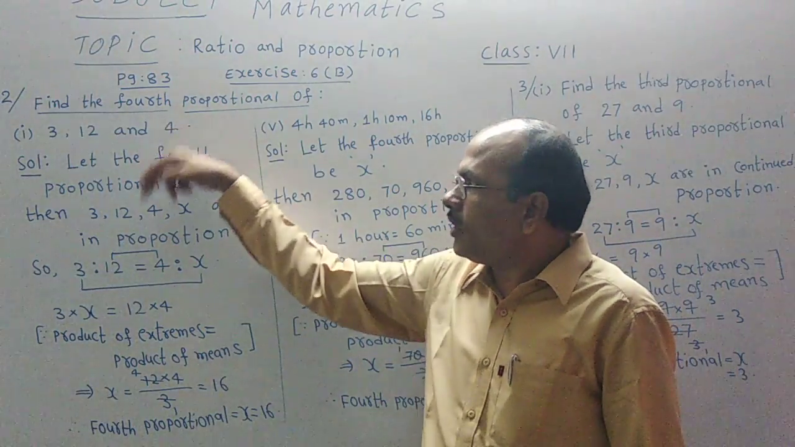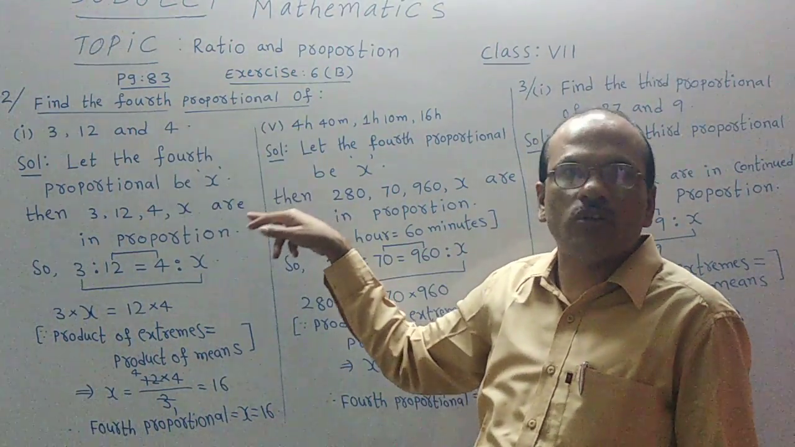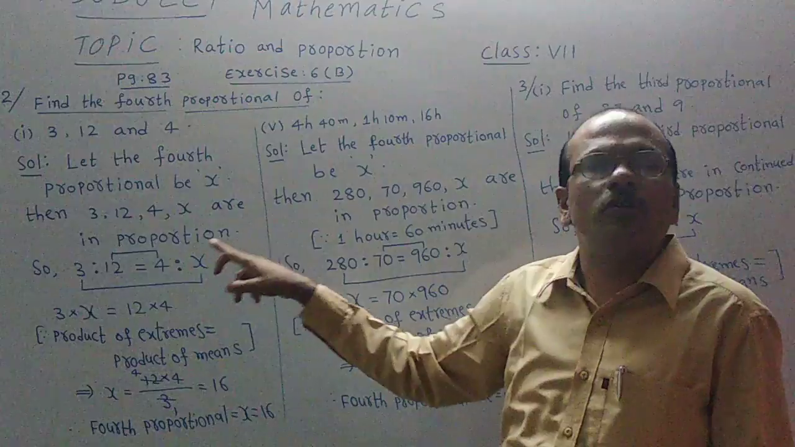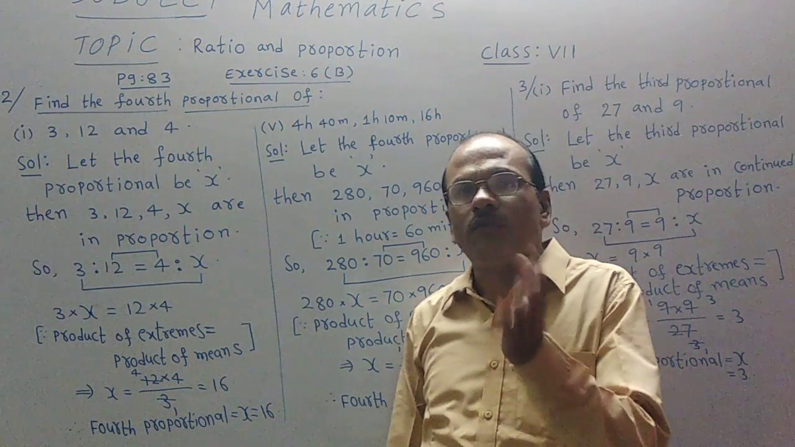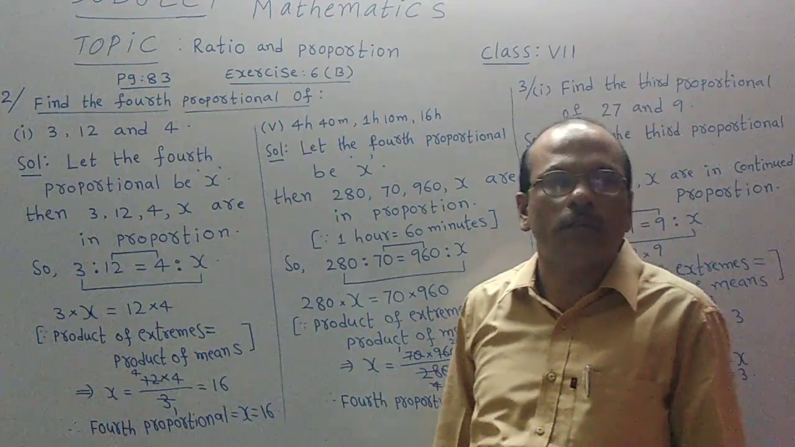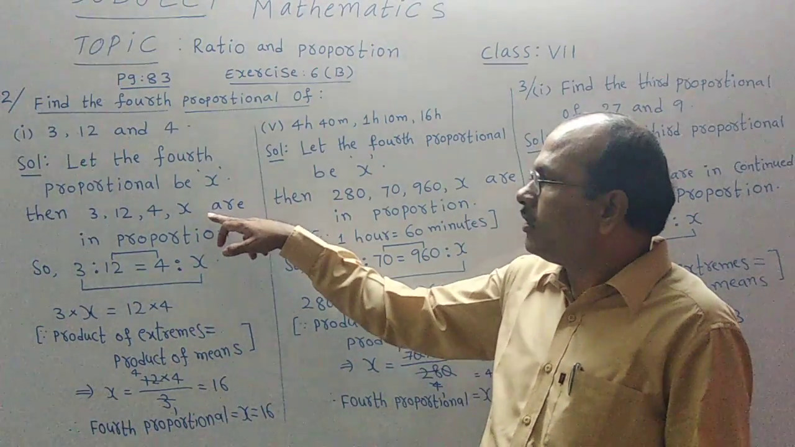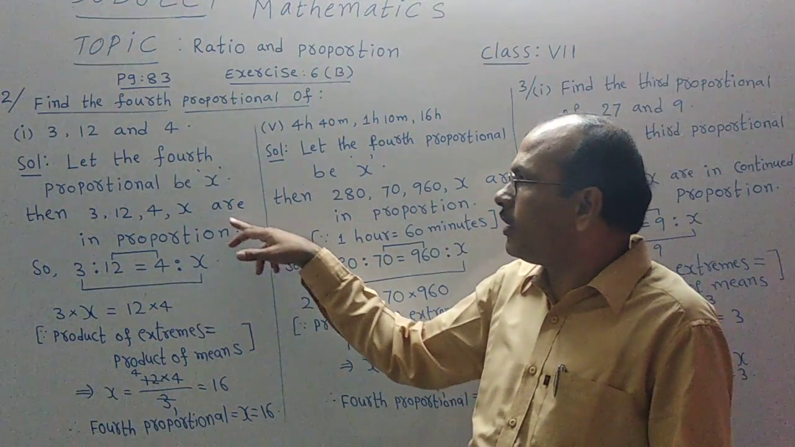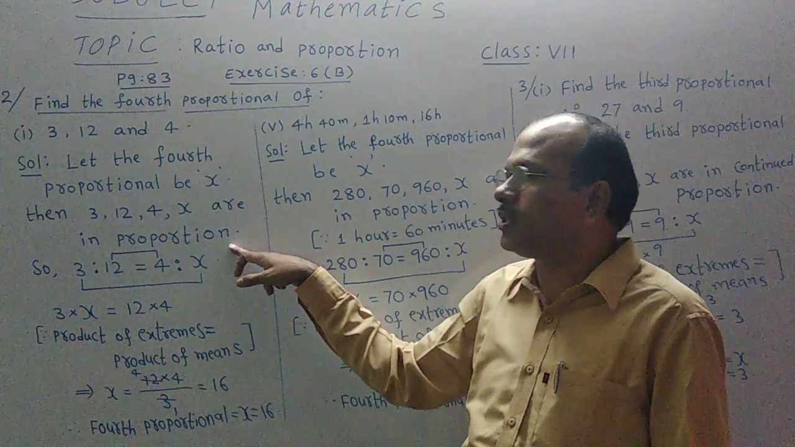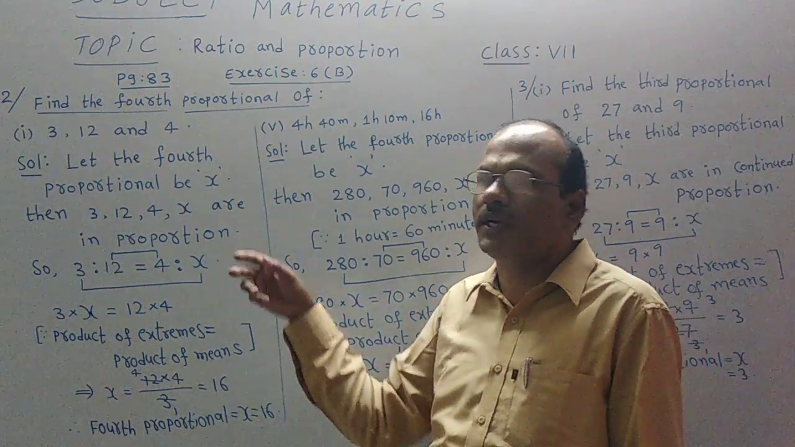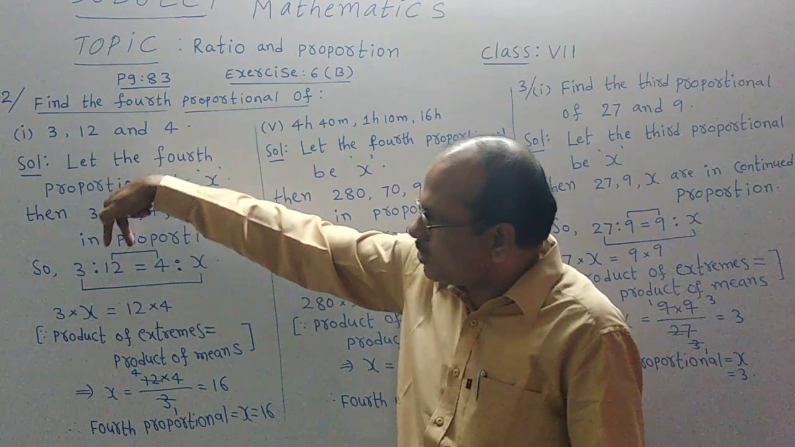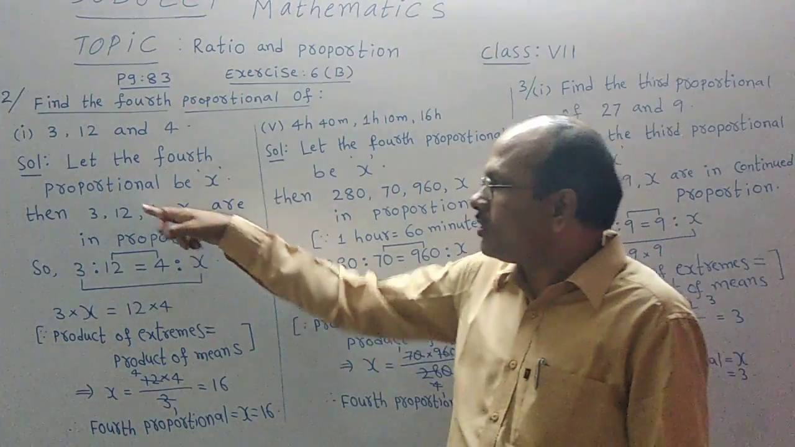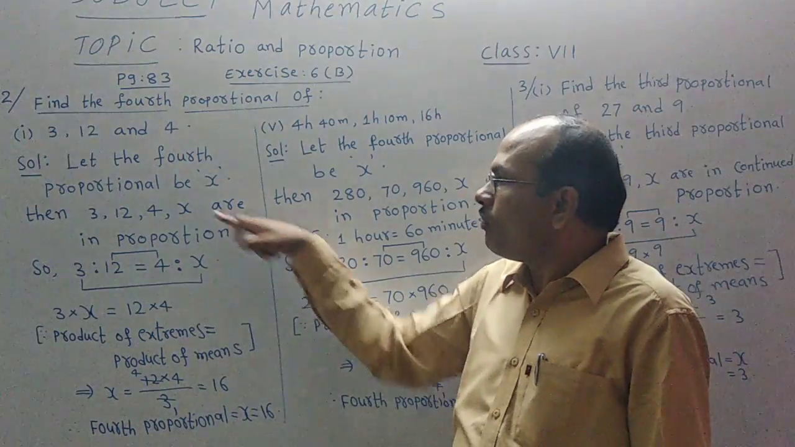Then 3, 12, 4, and the fourth proportional we thought of as x. 3, 12, 4, x are in proportion. When we take x as the fourth proportional, then with x all the quantities will be in proportion. Whenever all four quantities are in proportion, the condition to be satisfied is that the ratio of the first two numbers must be equal to the ratio of the last two numbers. So 3:12 should be equal to 4:x.